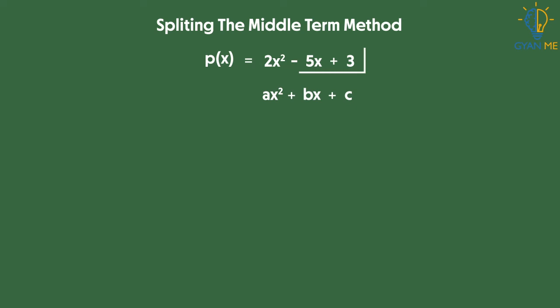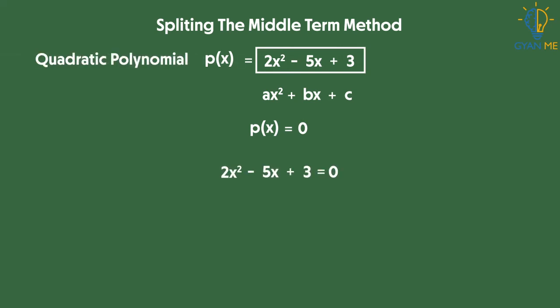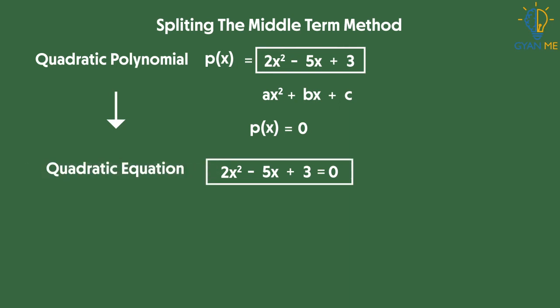Now since we want to find zeros of this quadratic polynomial, we will equate it to 0. You can see that we have converted this quadratic polynomial to a quadratic equation, which is 2x square minus 5x plus 3 equals 0. So here the middle term is minus 5x. Now we have to split this middle term.